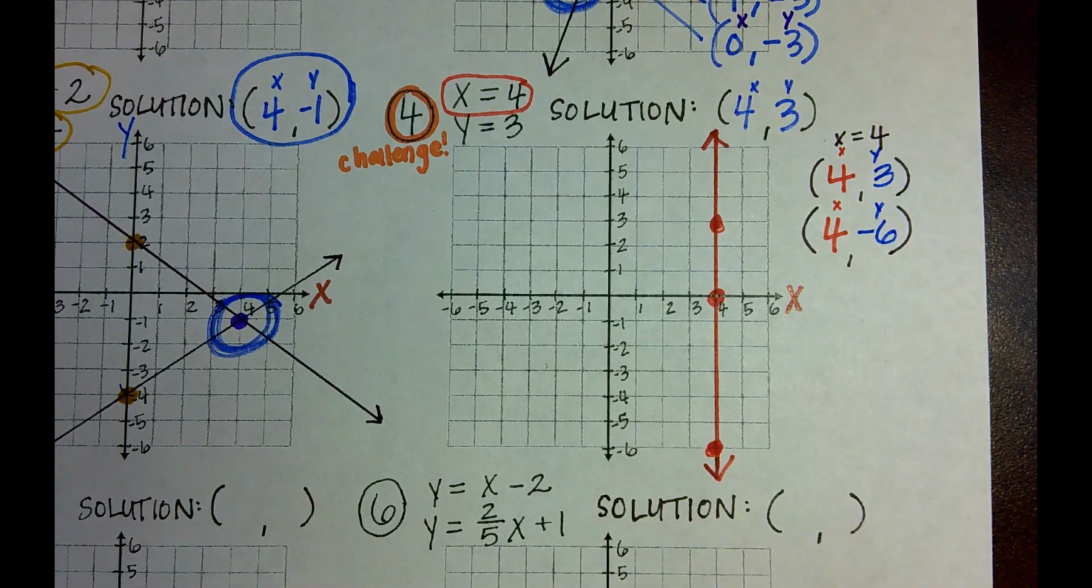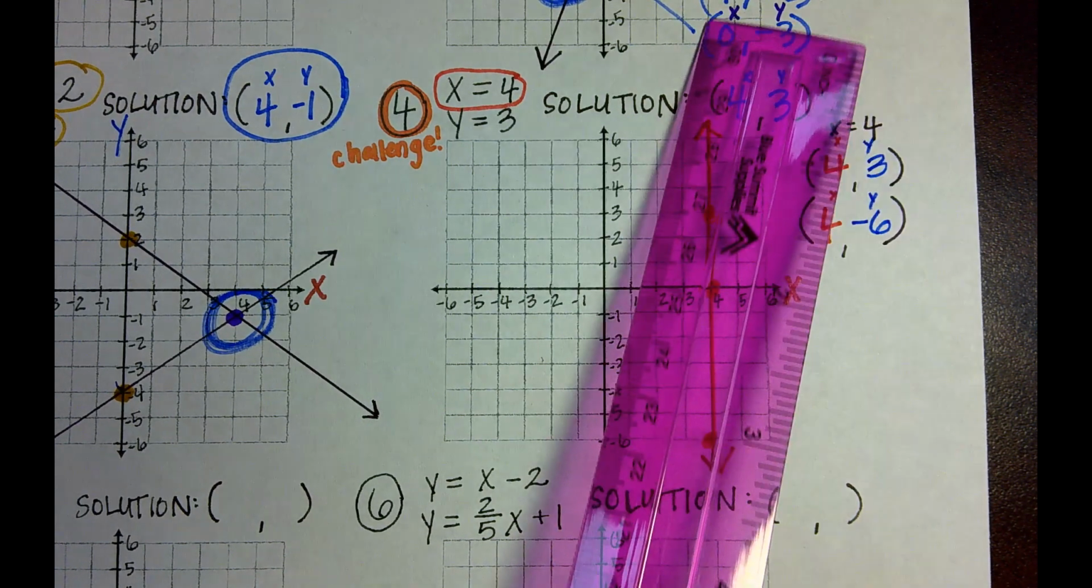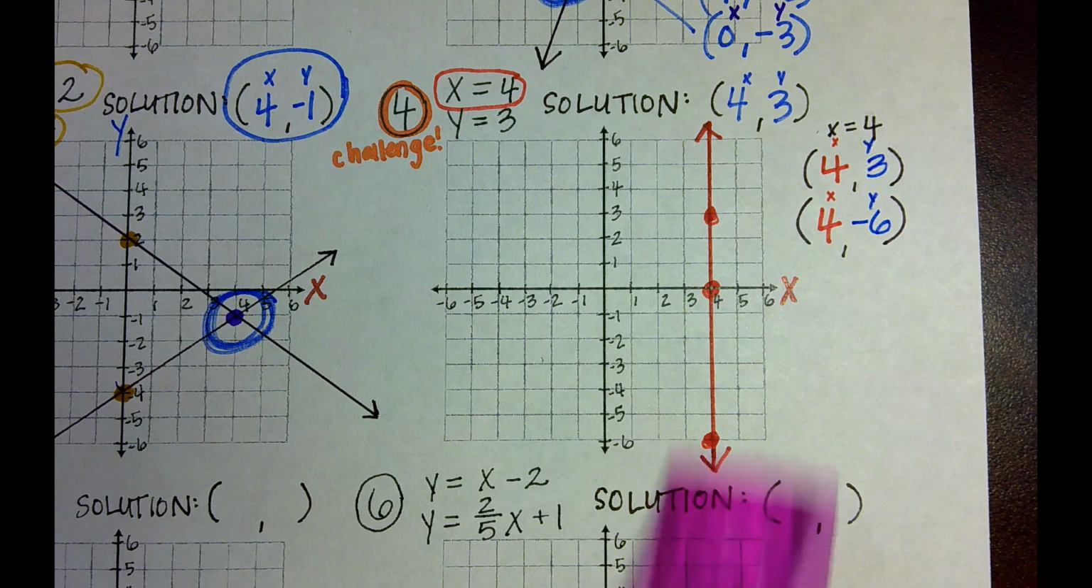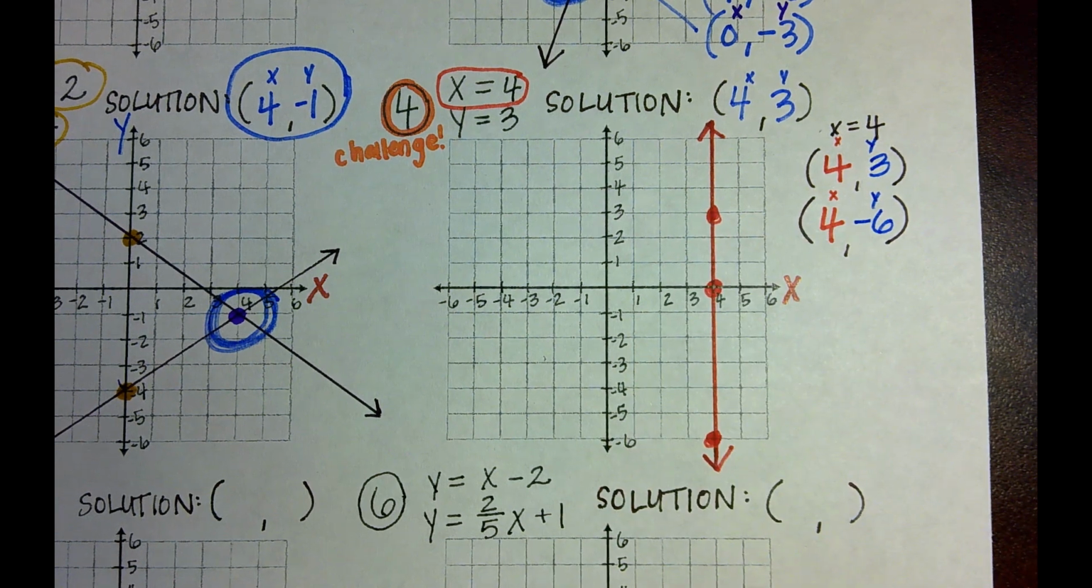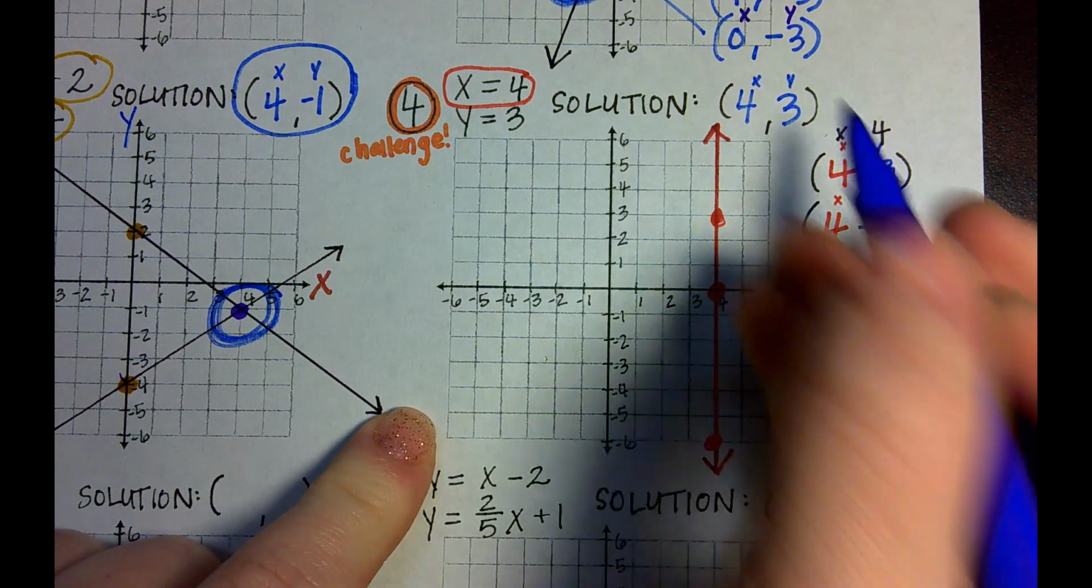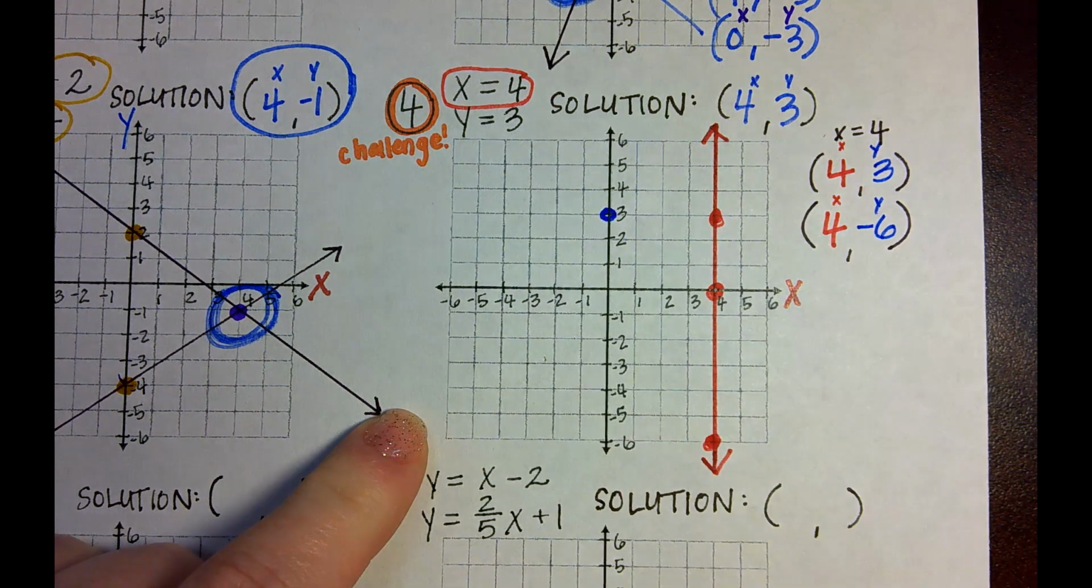So, number 4. That is the graph of x equals 4. What is the graph of y equals 3 going to look like? It'll be the 3 on the y-axis. Yes, 3 on the y-axis.